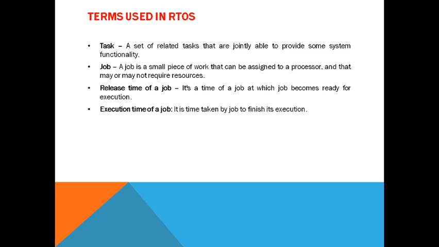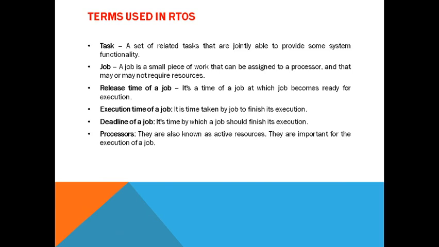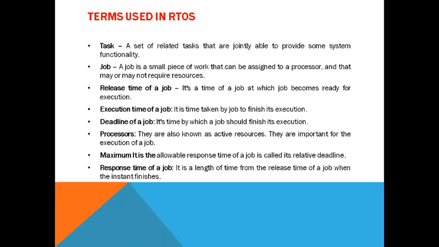Then the execution time of a job. It is the time taken by the job to finish its execution. Deadline of a job: it is the time by which a job should finish its execution. Next is processor. Processors are also known as active resources. They are important for the execution of a job. The maximum allowable response time of a job is called its relative deadline. Then response time of a job is the length of time from the release time of the job to the instant it finishes. Next is the absolute deadline. This is the relative deadline which also includes its release time.